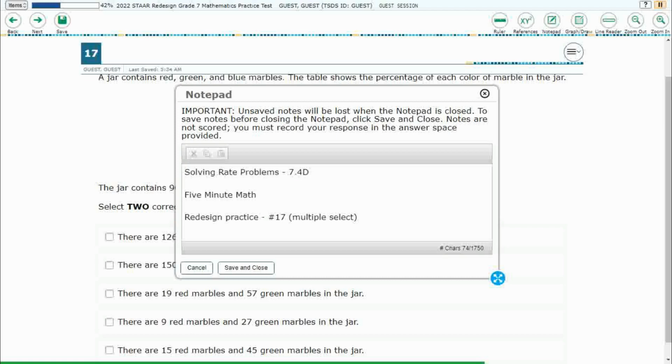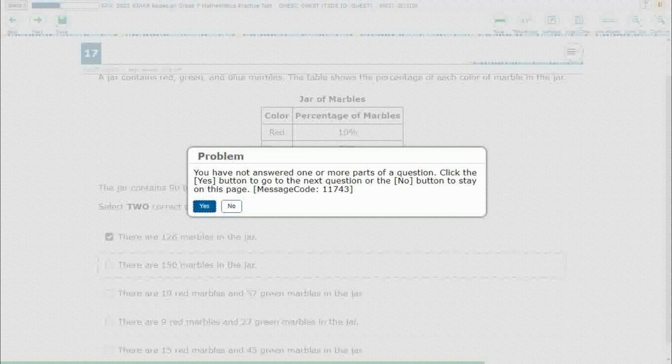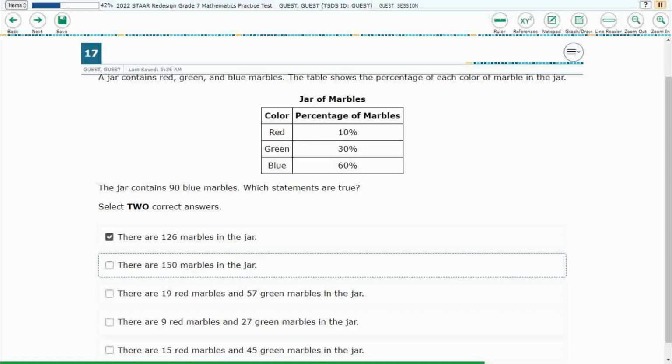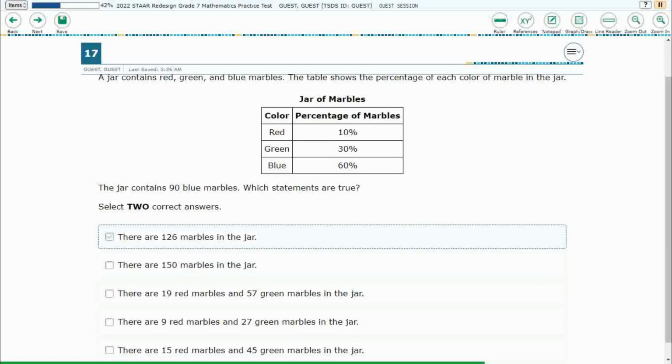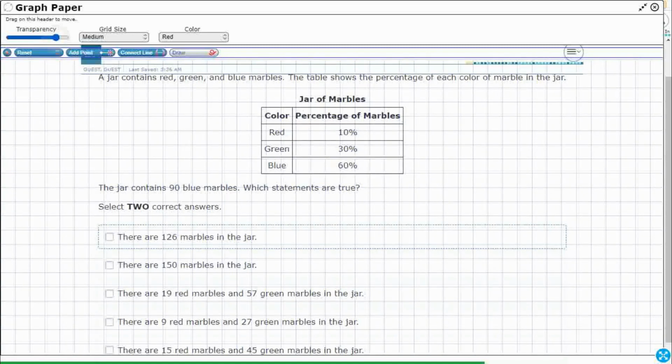So we have a new item type called multiple select, and let's take a look, see how that works. We have to select two correct answers here. If I select these first two and then try to select a third, you're going to see that I really can't. It only wants you to select two. And if I try to answer the question and move on with only selecting one, there is going to be an issue. It's going to say you've only selected one. So let's make sure we select both of our answers before we try to move on.